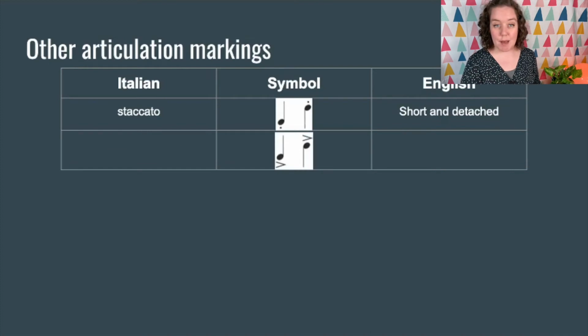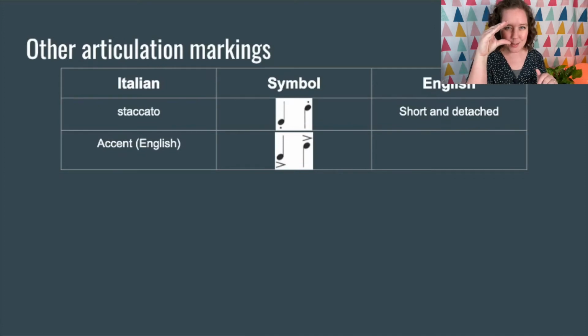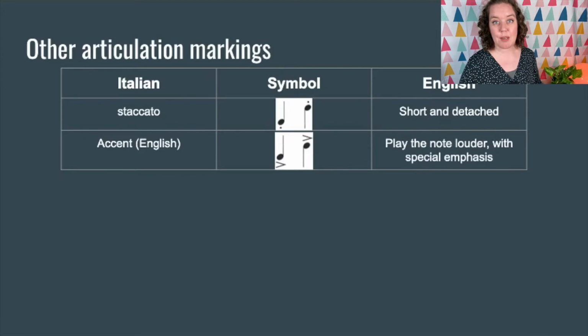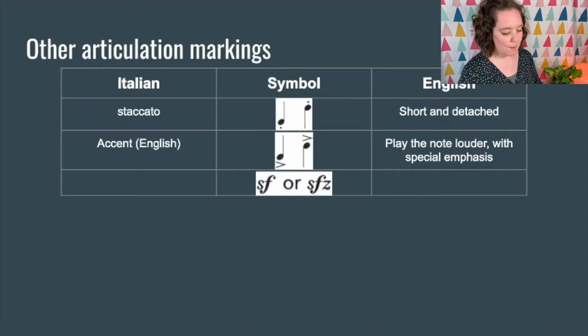The next one we're going to talk about is accent, and here you can see that symbol. It's just a little bitty alligator mouth or something that goes just above or below the note, and it means to play the note louder with special emphasis. So when you get to that, let's say it's da da da da da, you're going to play that one just a little bit stronger.